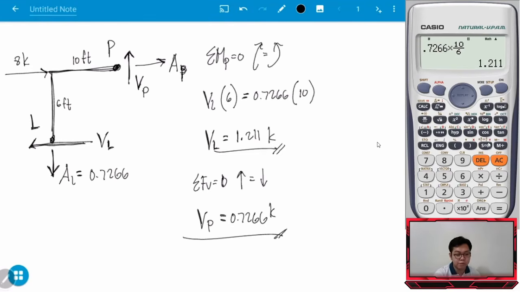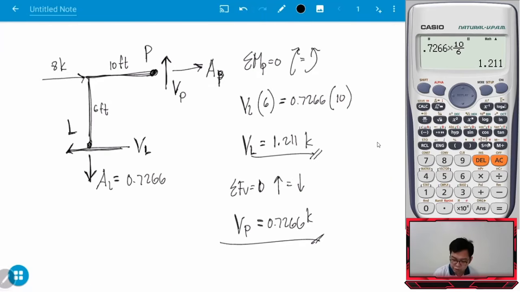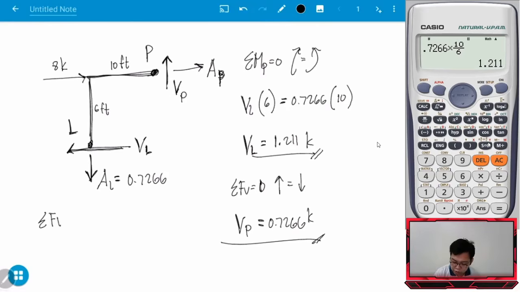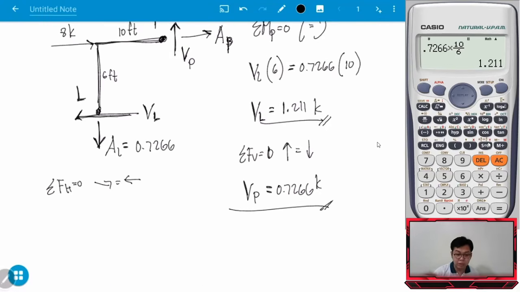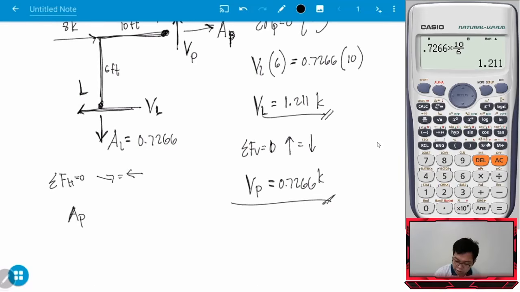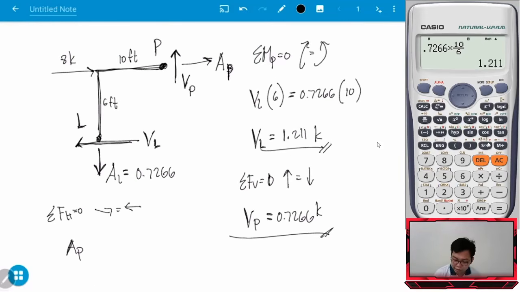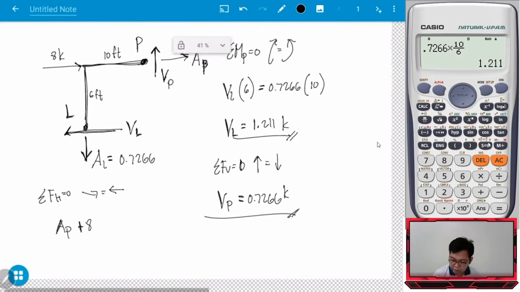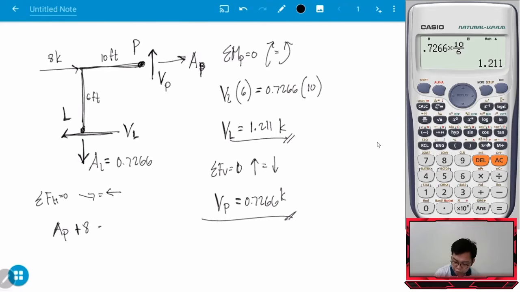Now, let's try to solve sa AP, guys. Summation of forces horizontal is equal to 0. To the right is equals to the left. Again, sorry talaga kung pangit yung penmanship. Hindi talaga maiwasan, guys, dahil sa liit ng tablet. So, yung to the right is AP, di ba? And then, ano pa? We have 8 plus 8. To the right din kasi yung 8. Yan lang ata. Then, that must be equal to VL.